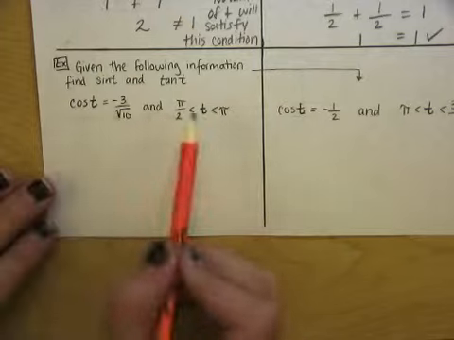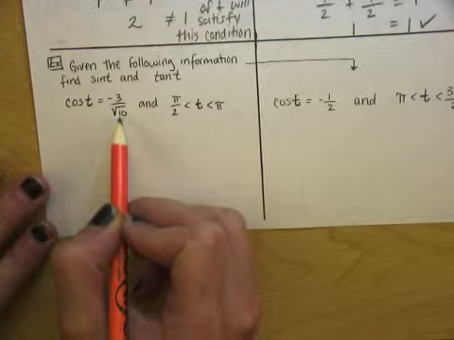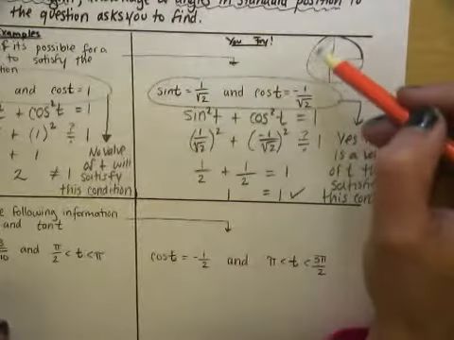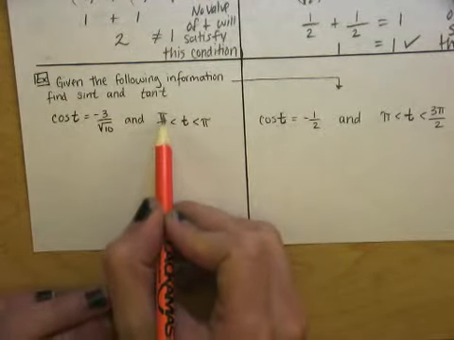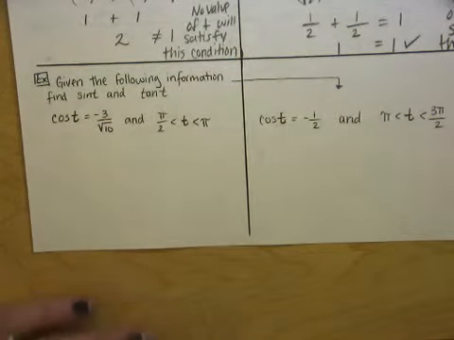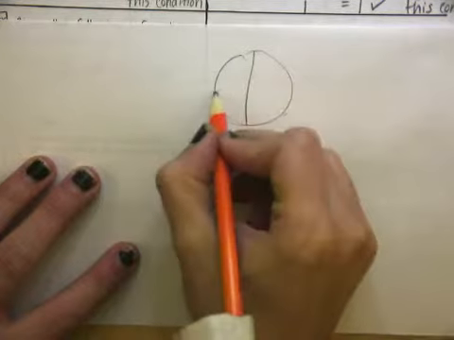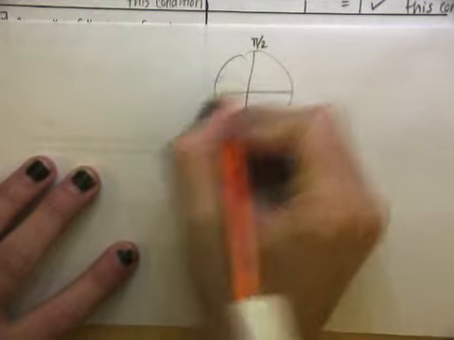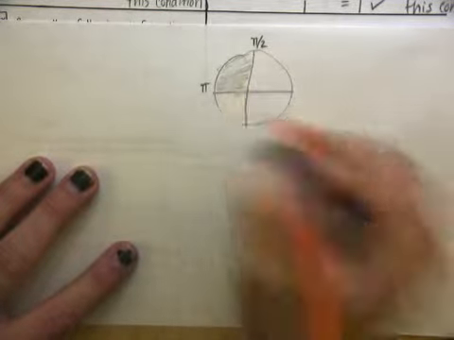So given the following information, find sine of t and tangent of t. Well, the information that they gave us is two facts. They gave us cosine was negative 3 over root 10, so that means cosine's negative, so it has to end in quadrant 2 or quadrant 3. But they also told us that t, that radian measure, was between pi over 2 and pi. So we drew a picture of this here, t ends somewhere between pi over 2 and pi. So somewhere in this quadrant.